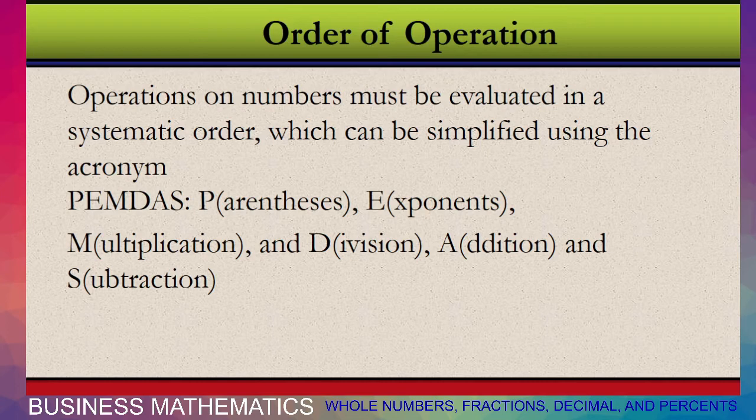Kalimitan nagkakapalit lang ng pwesto si division and multiplication, or si addition and subtraction. Kung ano yung magkasunod na operation, sila lang yung nagkakabaliktad. For example, si multiplication division. Pwedeng unahin mo si division kaysa multiplication basta nauna si division. Sa addition and subtraction, pag nauna si subtraction, pwede mong i-perform muna si subtraction bago si addition.